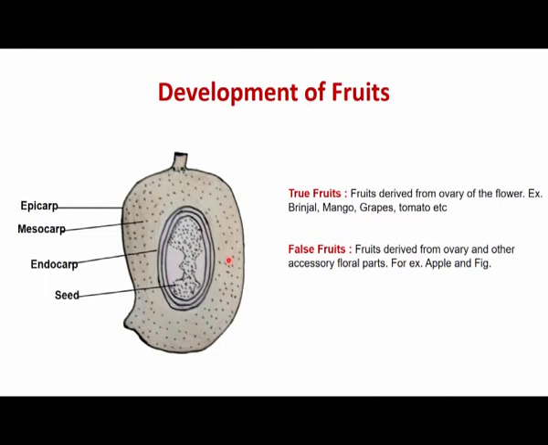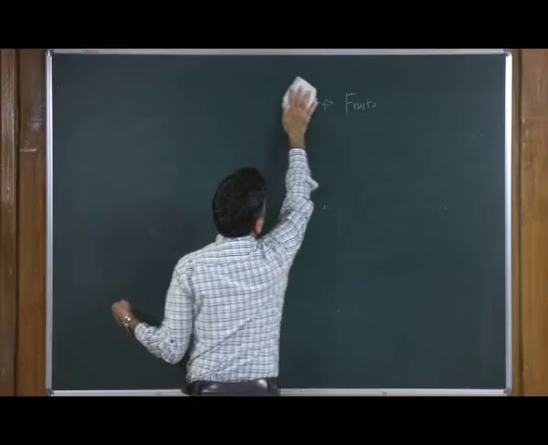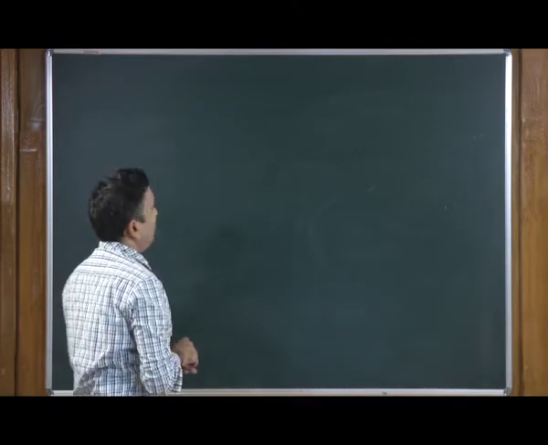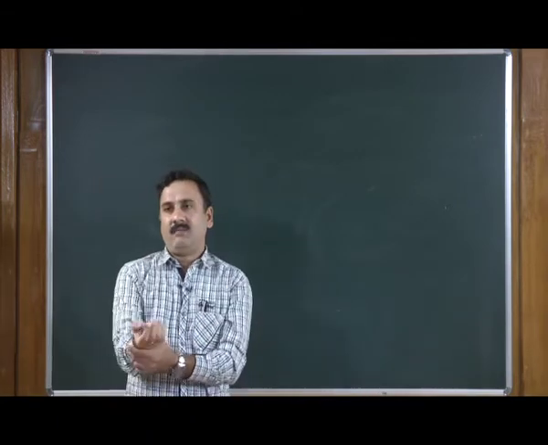There are multiple issues with fruit development. In some cases, the fruits and seeds are developed without proper fertilization, and this kind of fruit development is known as parthenocarpy.